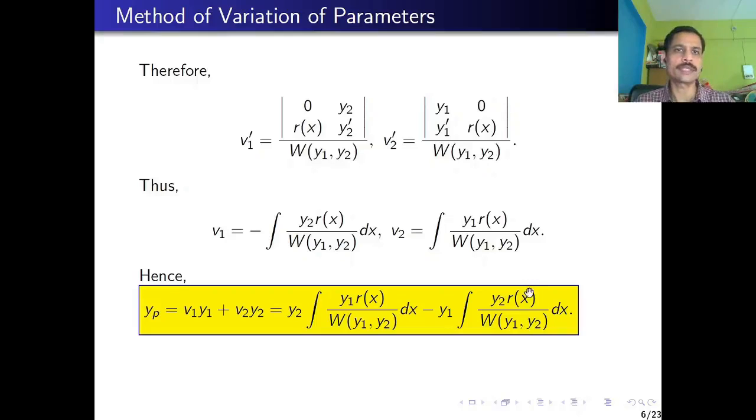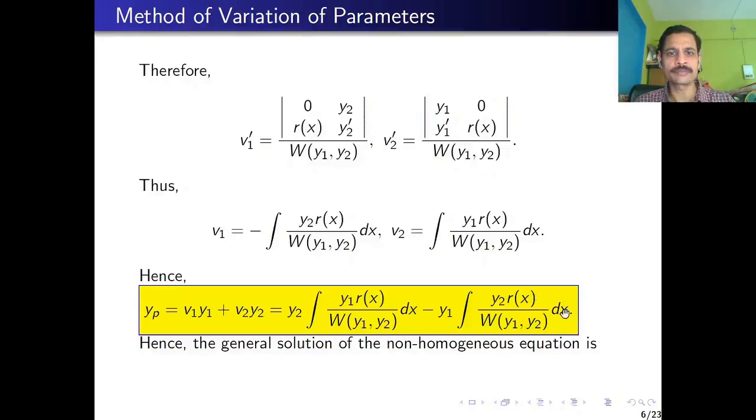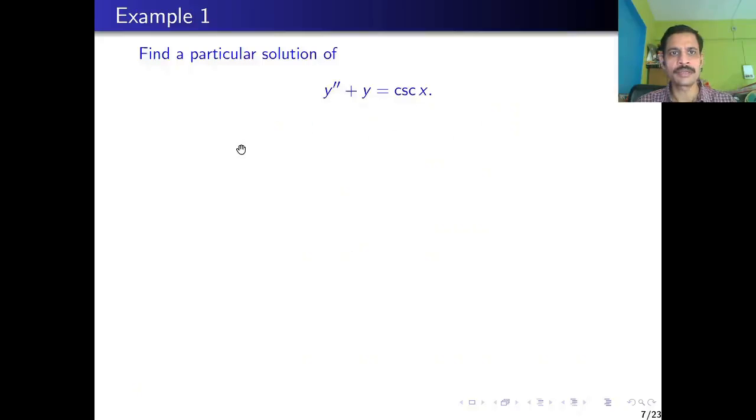This was the method of variation of parameters, and to get the general solution we have to add this particular solution to the general solution of the associated homogeneous differential equation. We'll see an example with the variation of parameters method.